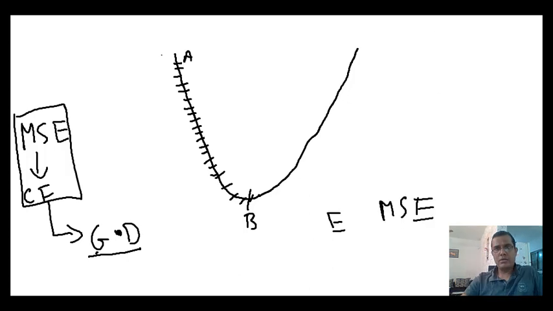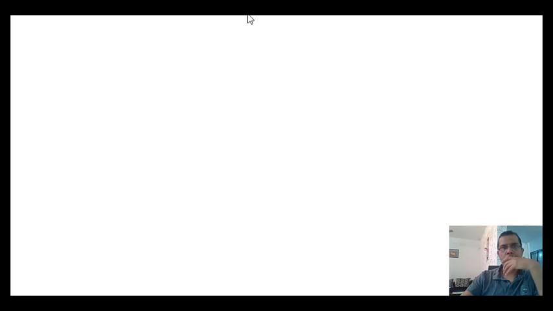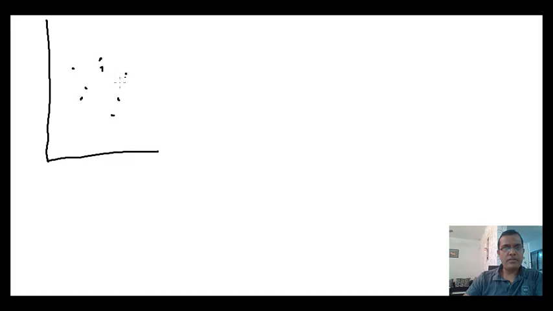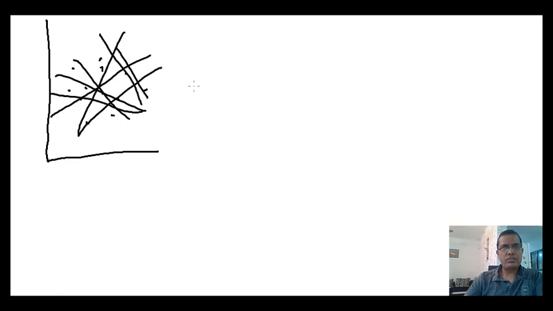So let's try to understand something like this. For example, if these are my actual points, then I could have taken any of these lines. But I have to select a line where my error is least. So I select a line where my MSE is least. MSE is the collection of errors. So if I select a line where my MSE is least, it means I'll get the best line. But how do I reach the point where my MSE is least?